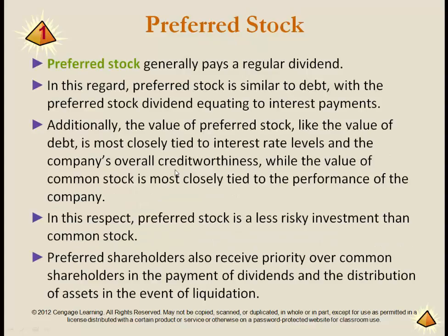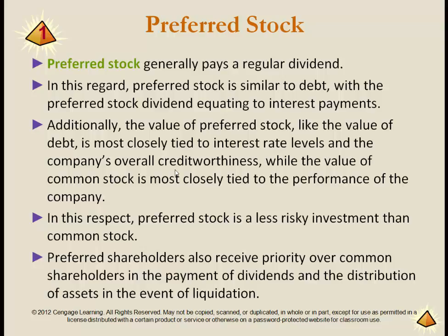Preferred generally pays a regular dividend. It's similar to debt because when you buy preferred stock, it's going to say preferred stock with a par value of 100 and a 7% value, or something along those lines. Essentially what it says is if the organization declares a dividend, you're going to get 7% of the value of what you paid. It's very similar to interest, but it's not interest.